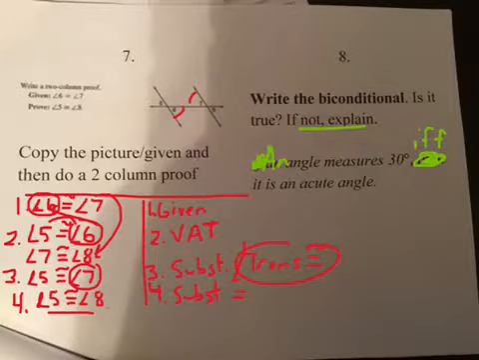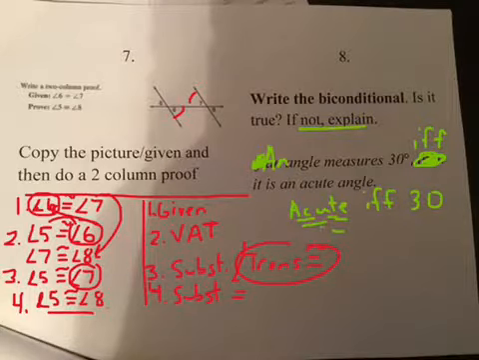So you want to see, does this statement work forward and backwards? An angle measures 30 if and only if it's acute. That makes sense. If you switch it around, acute if and only if 30, that's not really true because there are lots of angles that are acute that are not 30, so I'd say it's false.